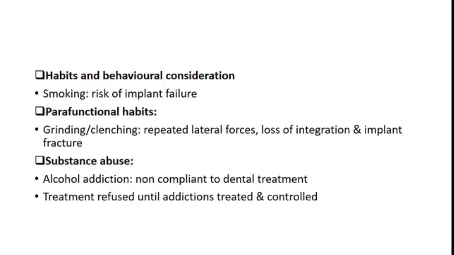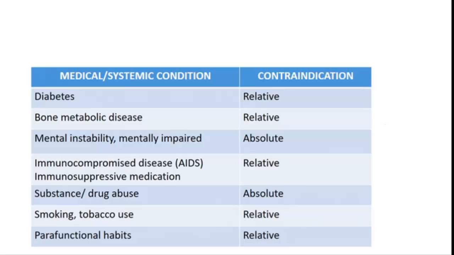Habits or behavioral patterns like smoking is one of the relative contraindications. Parafunctional habits like grinding, bruxism can lead to loss of integration and implant fracture. Substance abuse like alcohol, treatment refused until addictions are controlled. Now, these are some of the contraindications you can remember.